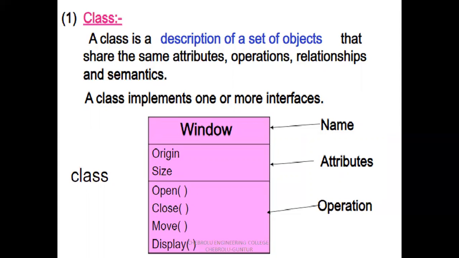Different objects perform different operations. Suppose a window has different operations: open, close, move, display. The window performs these different operations. Suppose the window has different attributes. The size attribute is different. The origin attribute is different.